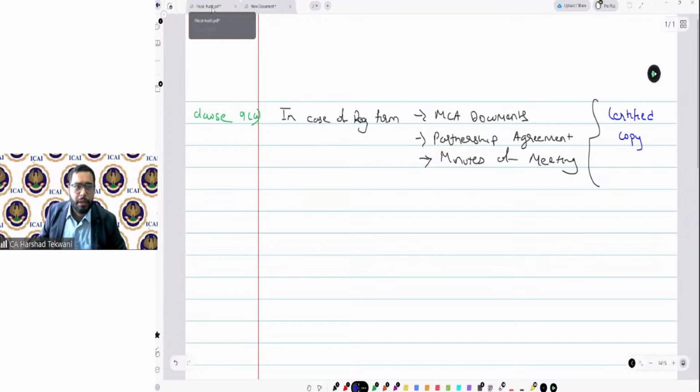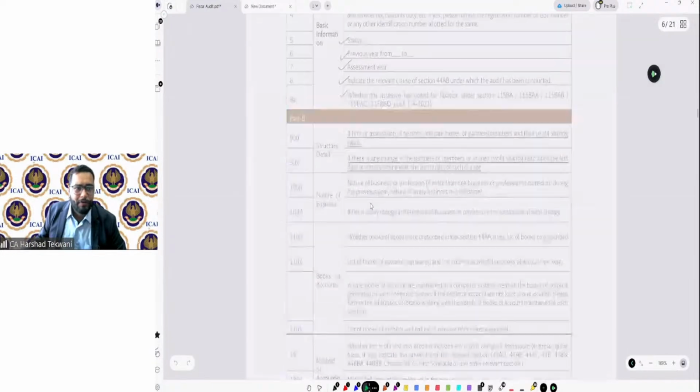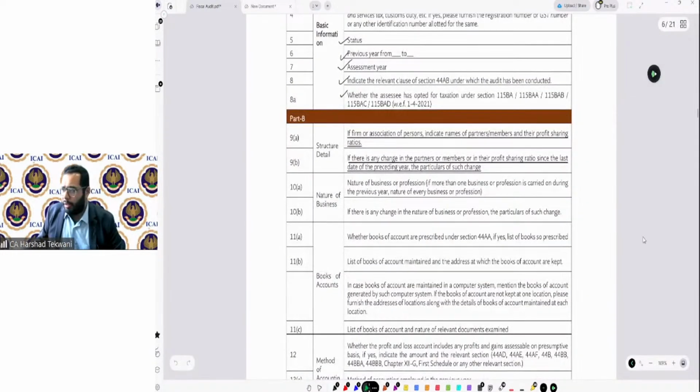In the same way, if there is a change, I will identify the change from here only: that this is a particular change in a particular firm. Accordingly, I'll report the change based on these documents. Fine. So that was my clause 9A, 9B. Nothing much in detail.